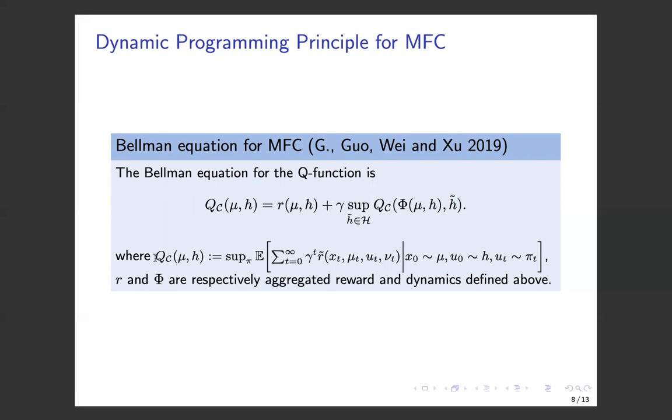It's saying that if we define a Q function for the central controller in this usual setting, the resulting Bellman equation is in this form. And here notice that the Q function for the central controller is now depending on the state distribution mu as well as this H.